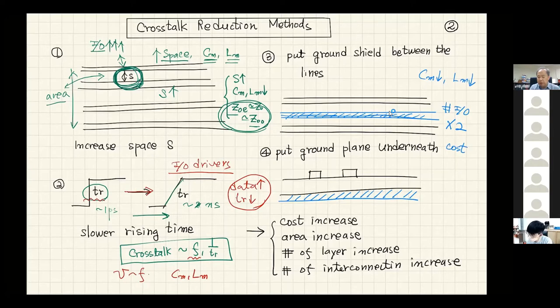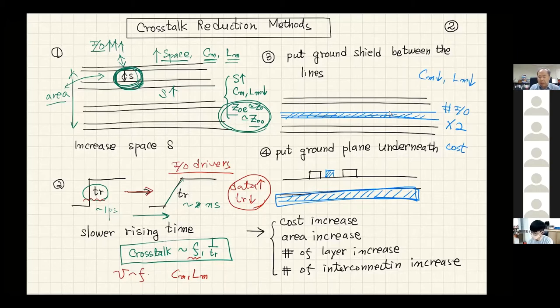And of course, one of the obvious solutions to extremely minimize the crosstalk is putting the ground line between the two lines. In addition to that, you can put a ground plane underneath. Then we can reduce the mutual capacitance and mutual inductance.